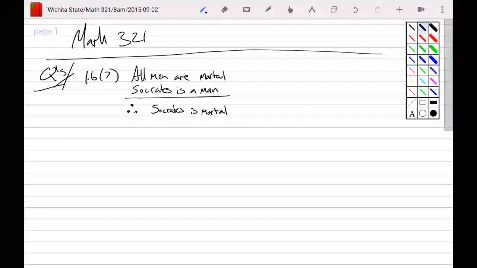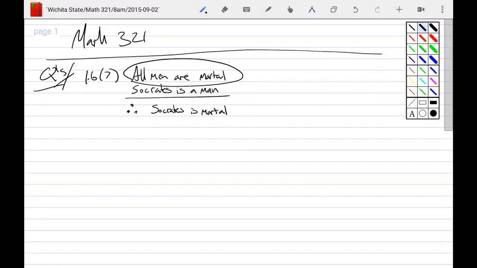Right. For 1.67, written in rule of inference order: all men are mortal, and Socrates is a man, hence Socrates is mortal. And we ask, okay, is this valid or not? If it's valid, we're going to have reasons that go through it. Now, this one here, all men are mortal, is logically the same as what particular thing?